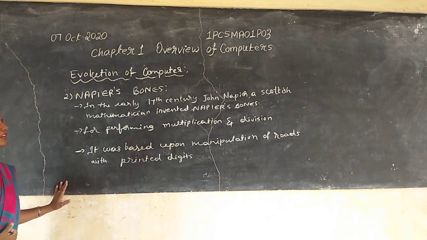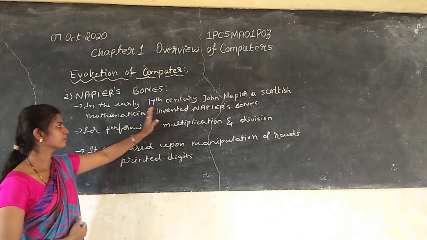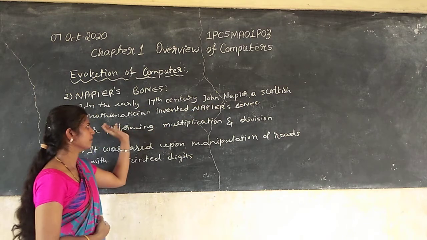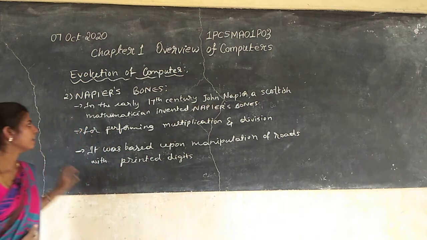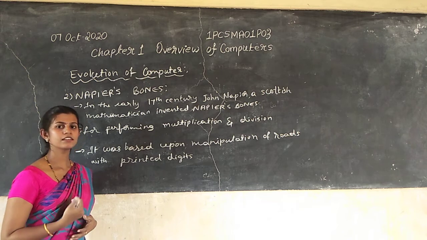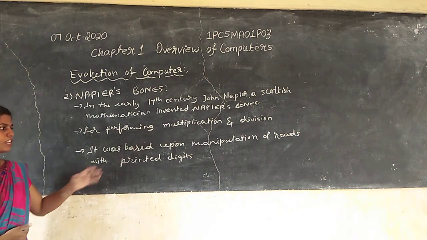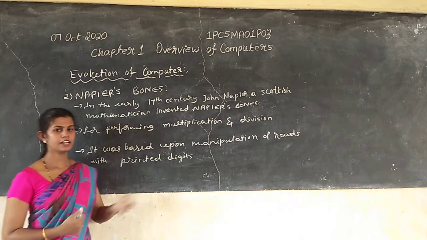So, this is about Napier's bones. It was invented by the Scottish mathematician John Napier, and it is mainly used for performing multiplication and division, and it was based upon manipulation of rods with printed digits.